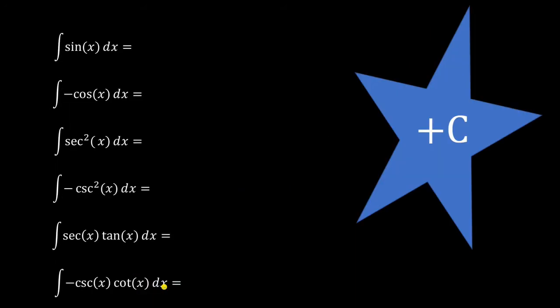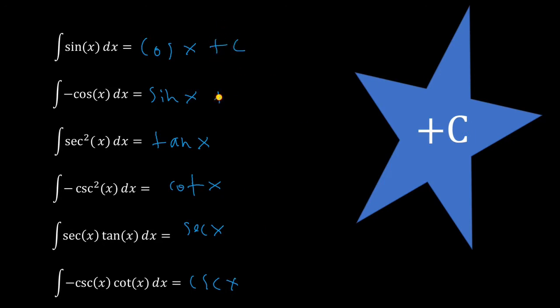For trig integrals, you have to recognize that this is the derivative of some trig function, then just identify which one it is. For example, this is going to be cosine of x, this is going to be sine of x, this is going to be tangent of x, this is cotangent of x, this is secant of x, and this is cosecant of x. And now what I'm going to do is add a plus c to all of these.